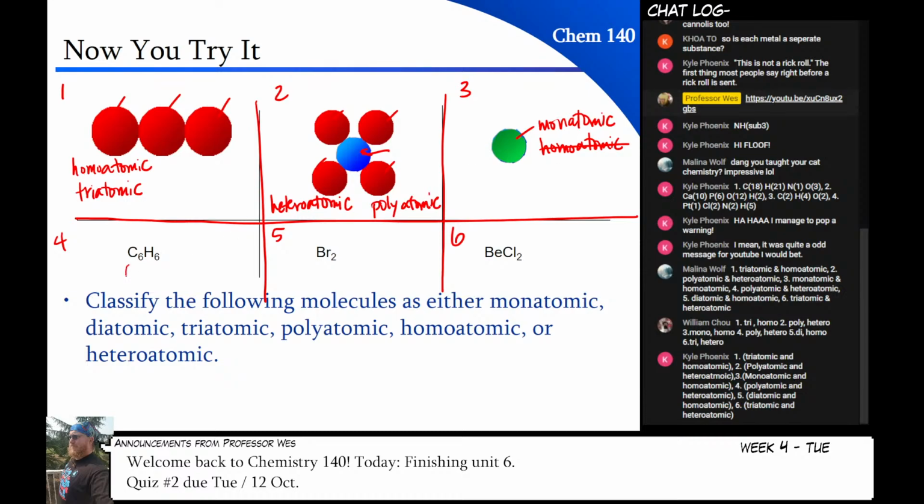Down here, there are 12 total atoms, right? How do you know that there are 12 total atoms? Well, there's 6 carbon and 6 hydrogen. And so this would be polyatomic. And then how many different elements are there? Well, there's 1, 2. So this is heteroatomic.